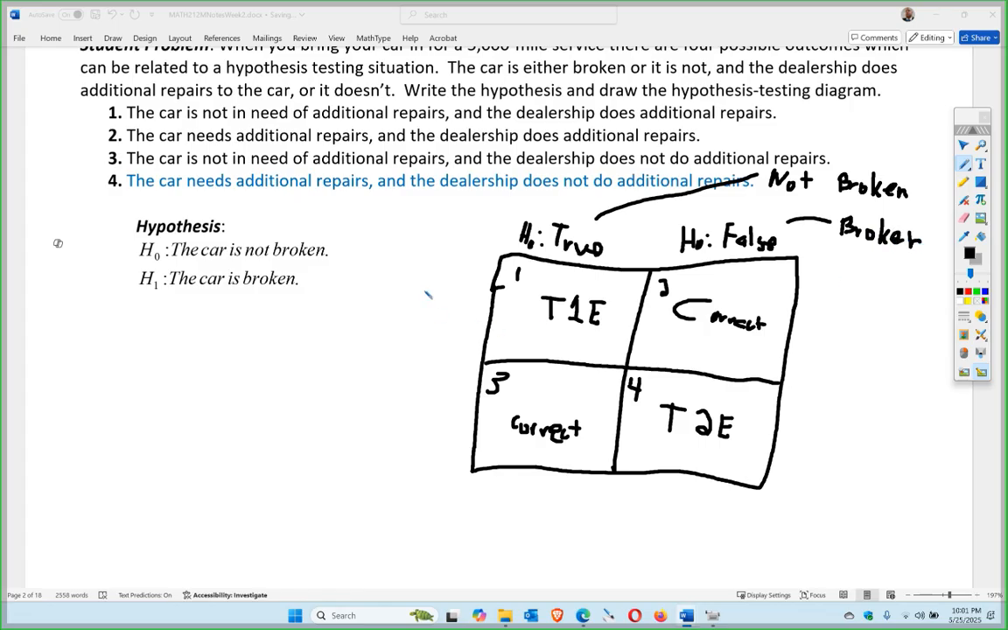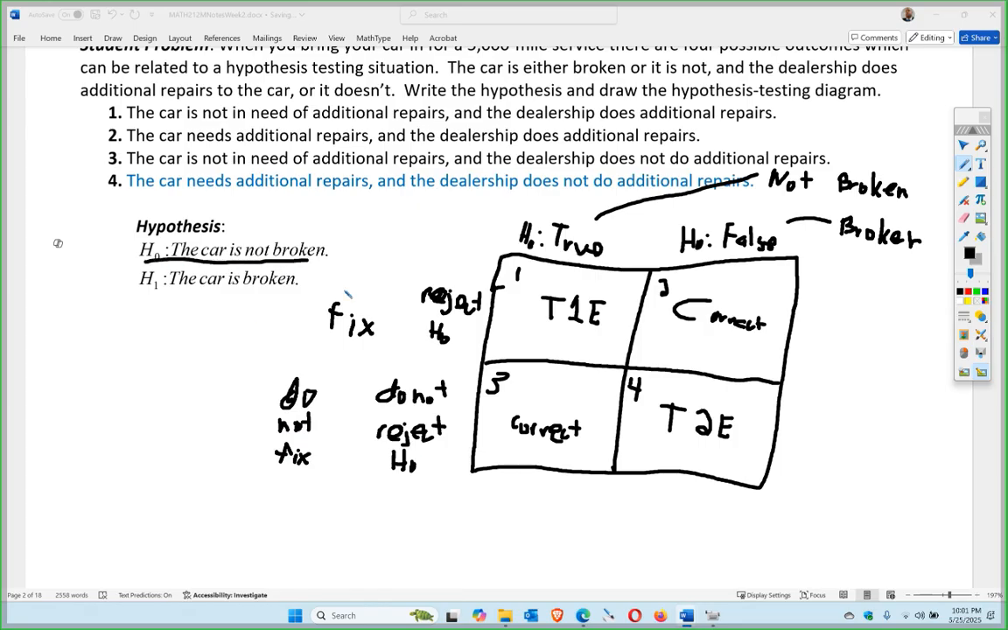Okay. So over here, you're going to reject the null hypothesis, and do not reject the null hypothesis, right? That's your 4 combinations. So you either fix it, right? Because if you reject it, that means you think it's broken. There, you fixed it, and therefore you do not fix it. Because if you do not reject the null hypothesis, that means you believe it's not broken, right? It's not broken, right? Okay.